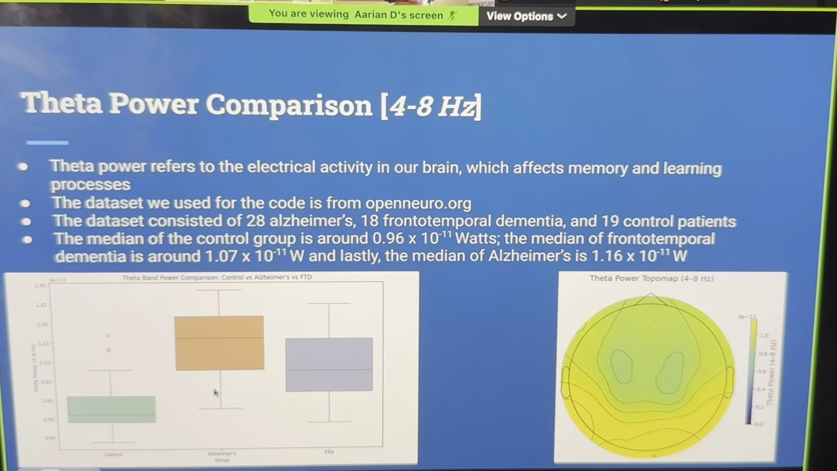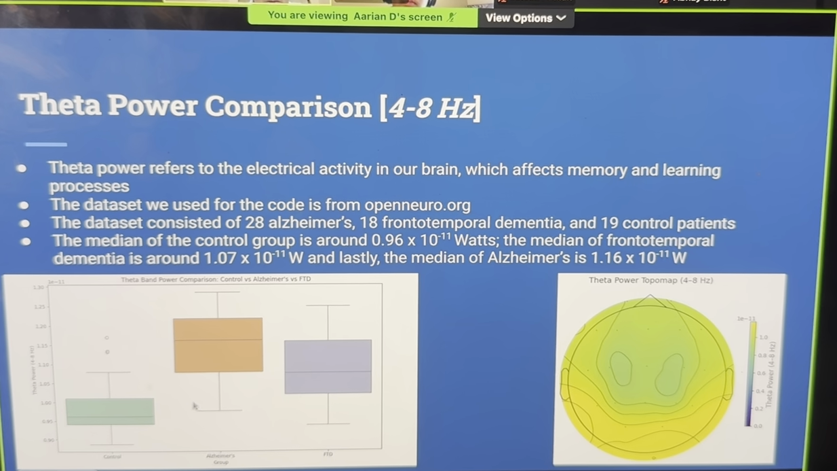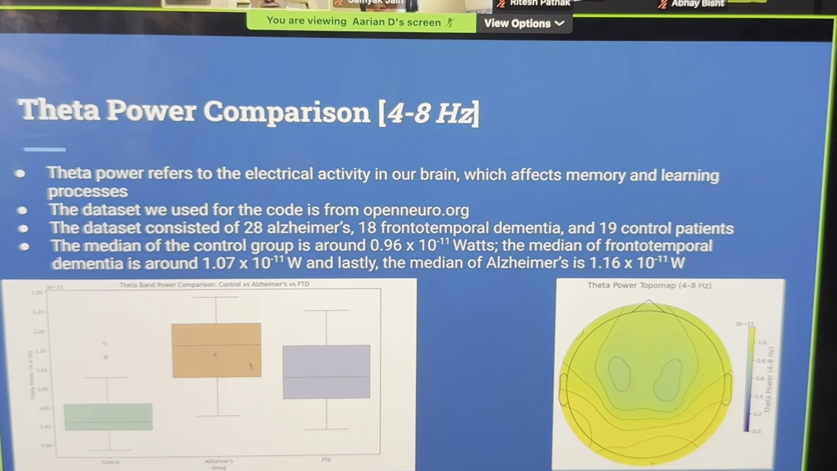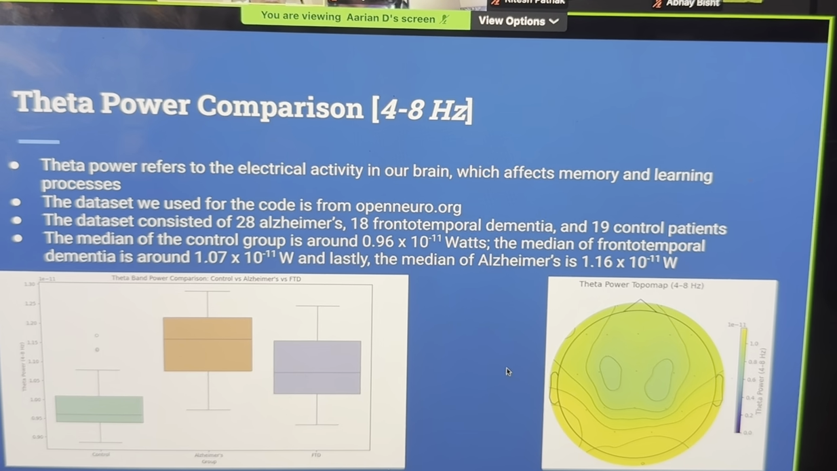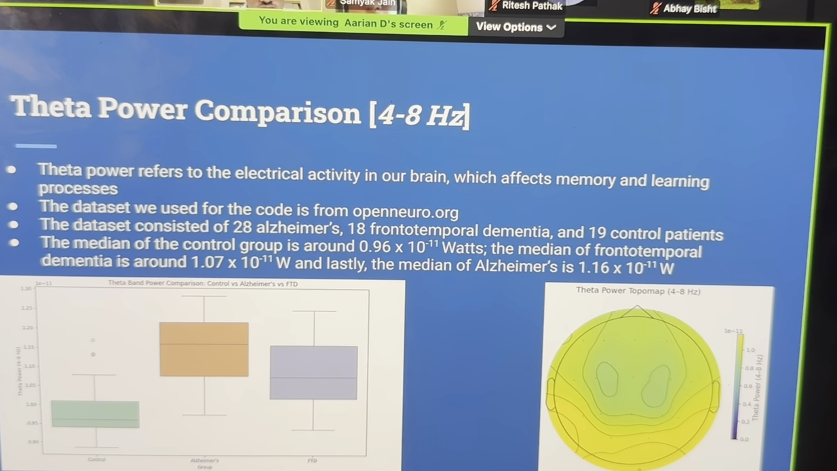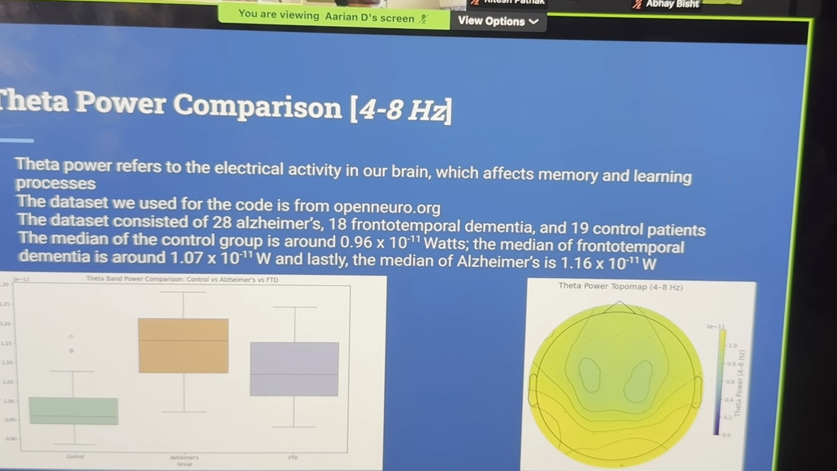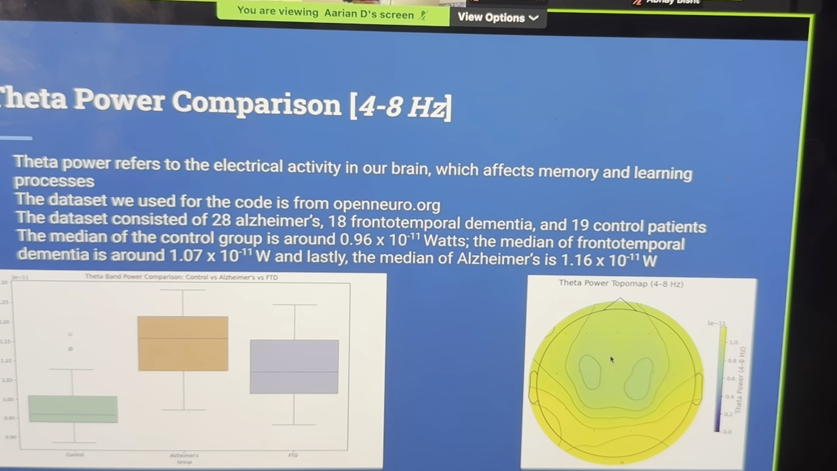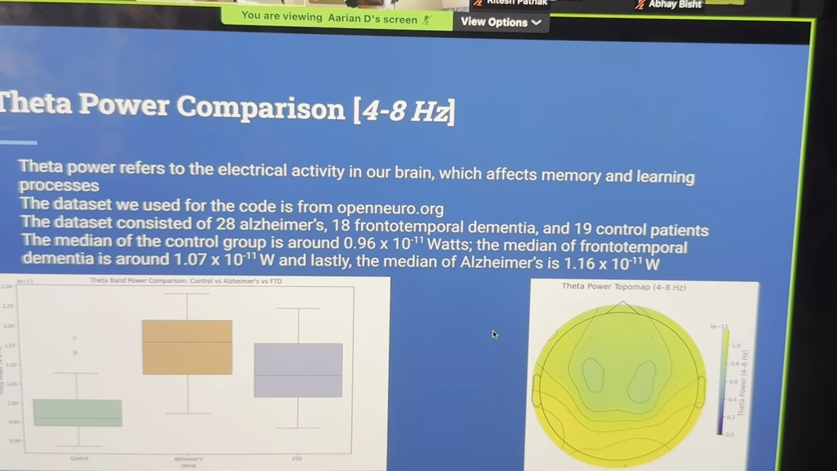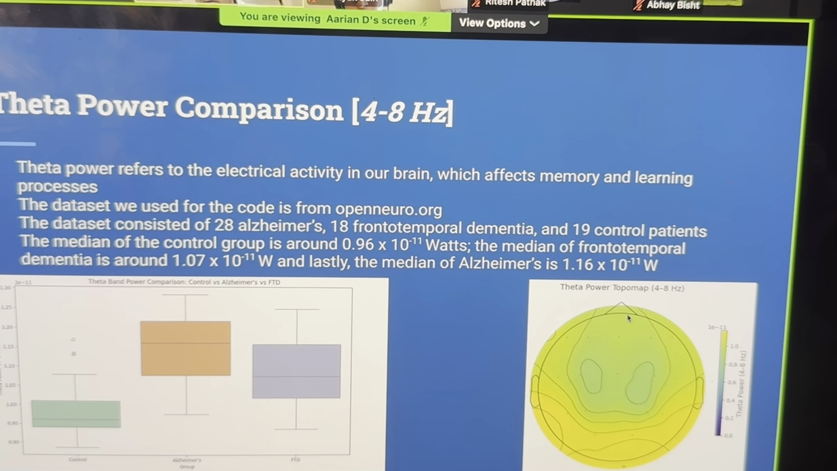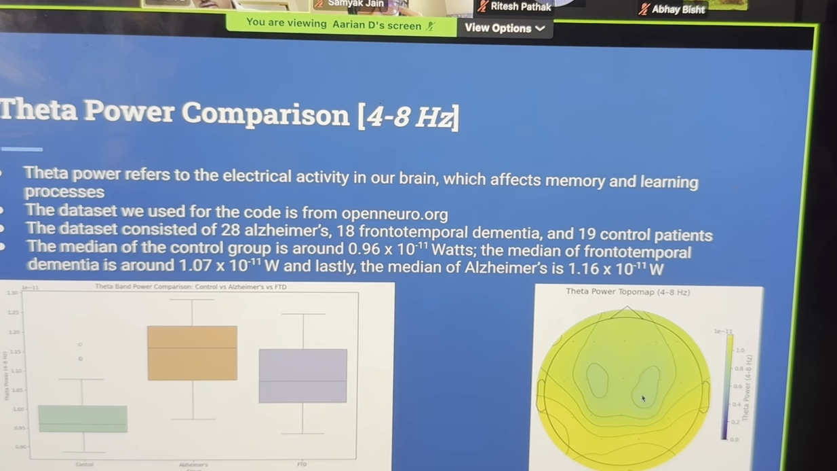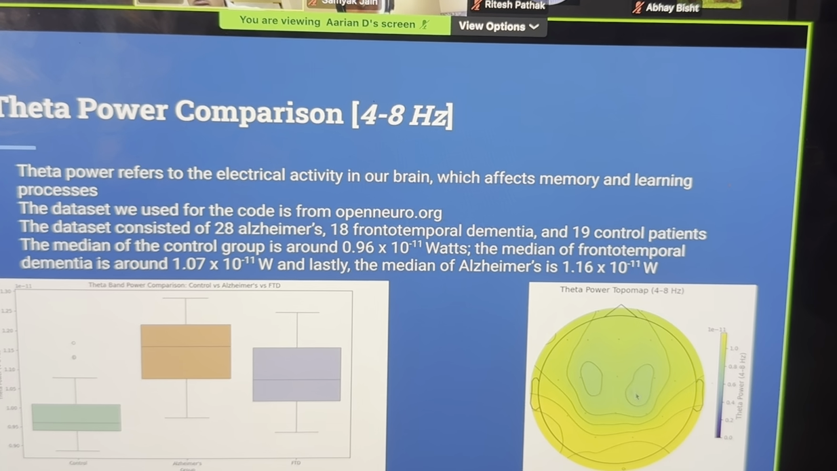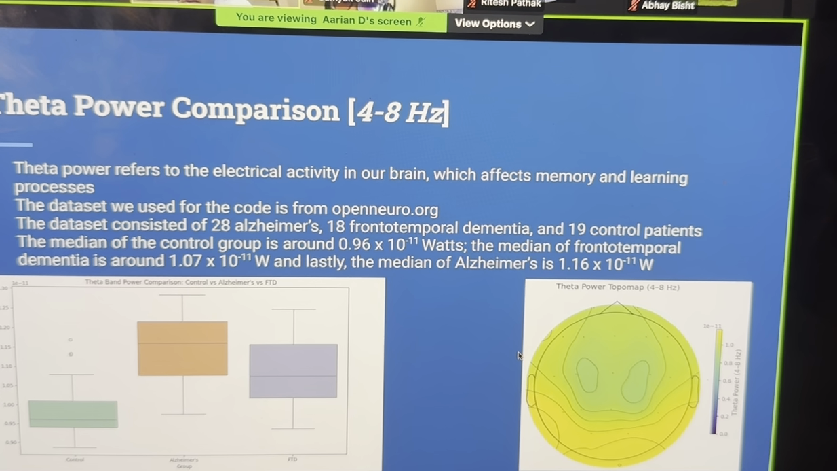And here you can see there's increased activity in the Alzheimer's group, and the middle line here is the average of it. So the control has much lower activity compared to Alzheimer's and frontotemporal dementia for theta power. And here's a topo map, which is basically an overhead view of your head. That's your nose up here. So this can show what regions activity is happening the most in on the theta power scale.